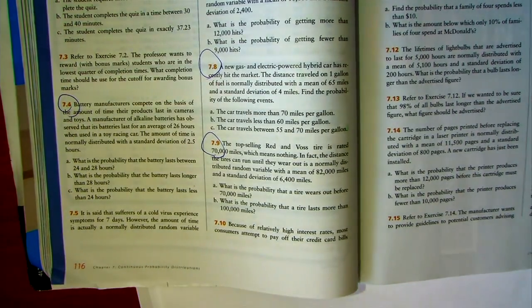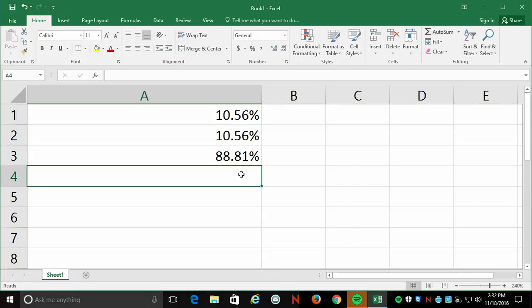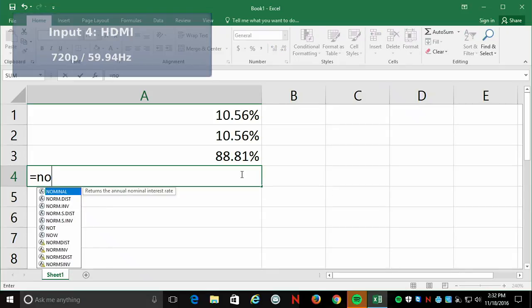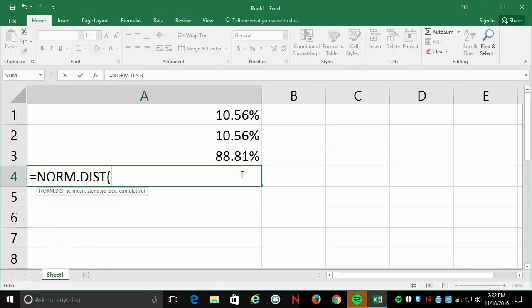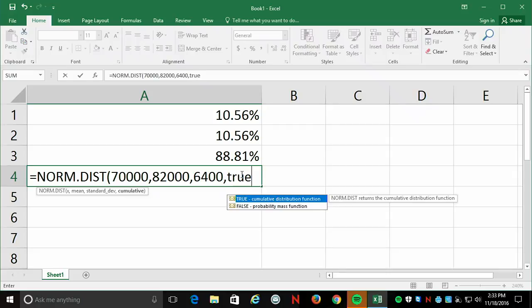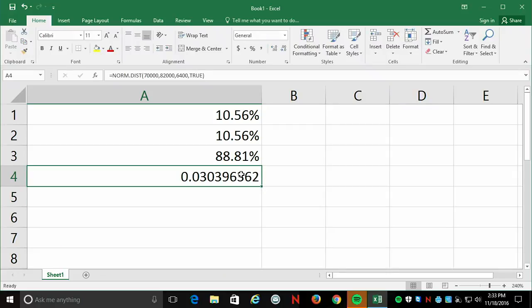So that's part A, which is cumulative. So I'm just going to use NORM.DIST, 70,000 miles, and the mean is 82,000, standard deviation of 6,400, true, and there was our 3% that we got when we did it by hand.